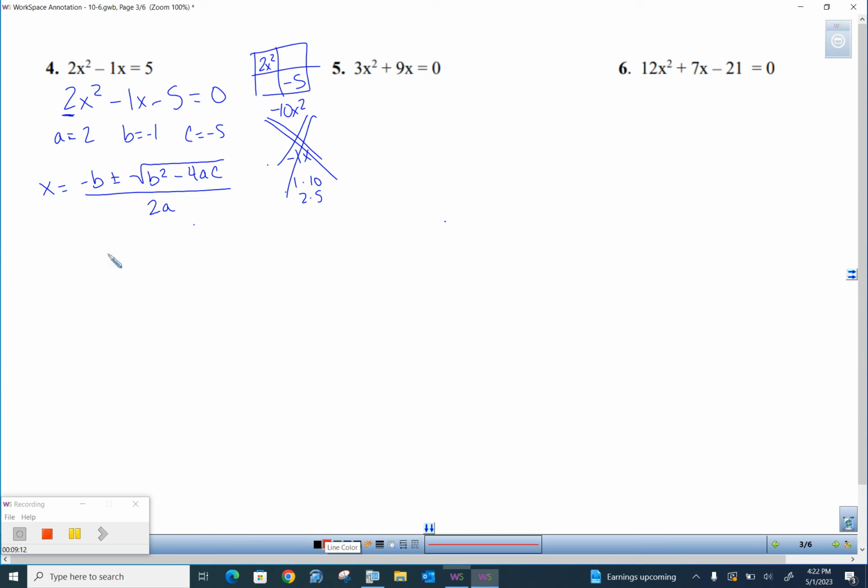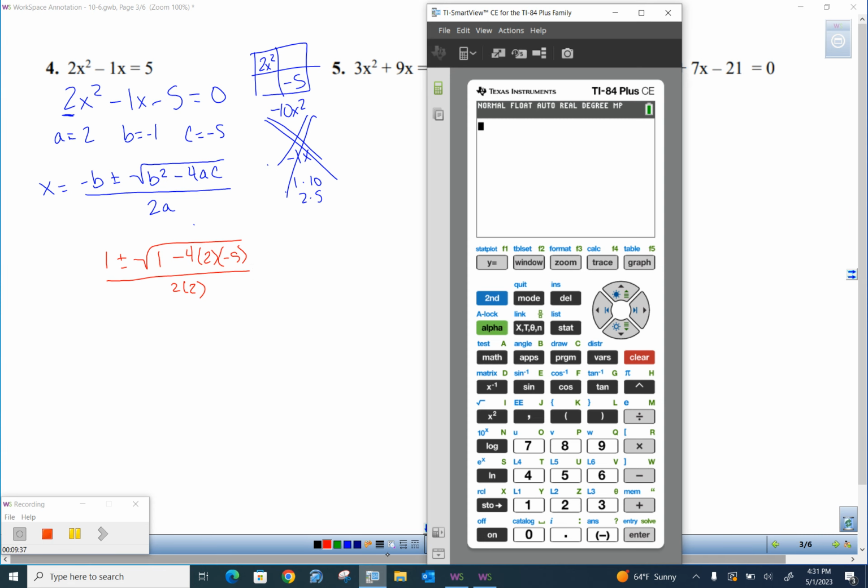Okay, so this one would be 1 plus or minus. Remember, for this one, you always have to have a positive number. -1 squared is -1 times -1, so it's positive. And a was 2, c is -5. Big division, 2 times 2. Okay, if you're using your calculator for this, remember, do not type in the square root. Type in everything underneath it. 1 minus 4 times 2 times that -5.